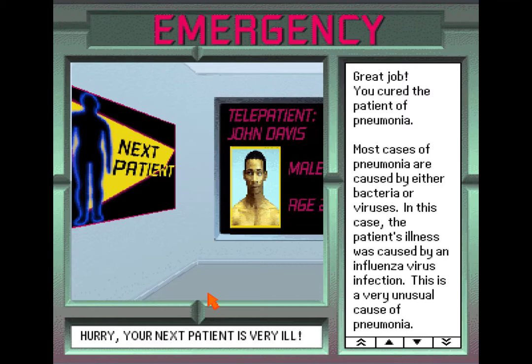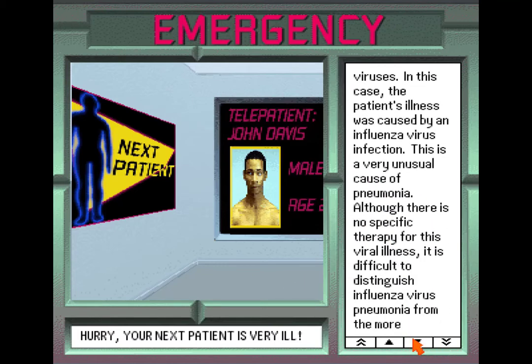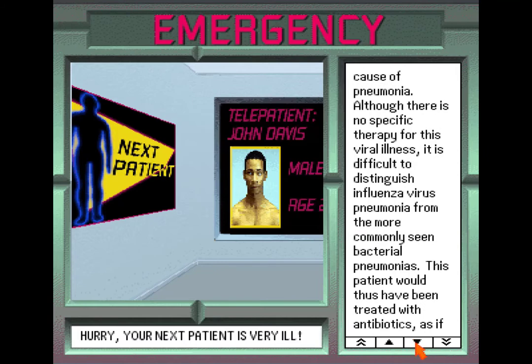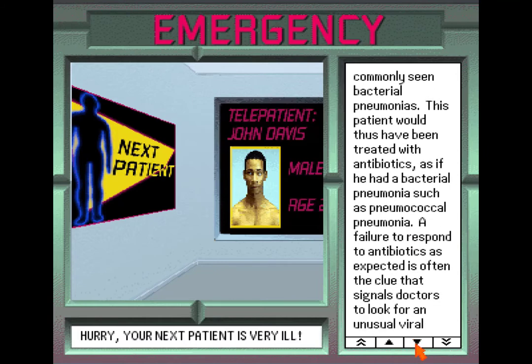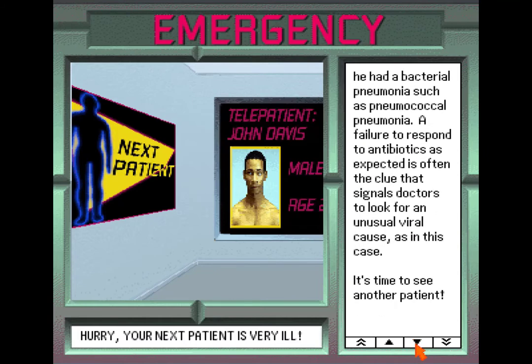This patient would thus have been treated with antibiotics, as if he had a bacterial pneumonia, such as pneumococcal pneumonia. A failure to respond to antibiotics as expected is often the clue that signals doctors to look for an unusual viral cause, as in this case. It's time to see another patient.